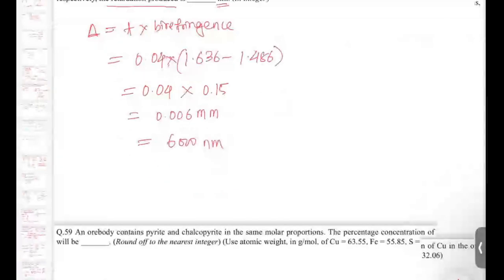Okay, and the next question is about your ore body, and the ore body contains pyrite and chalcopyrite in the same molar proportion. So if chalcopyrite is 1 mole, then pyrite will be 1 mole. Okay, so what is the percentage concentration of copper in the ore body?